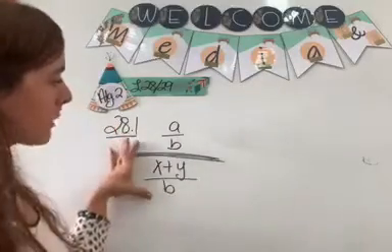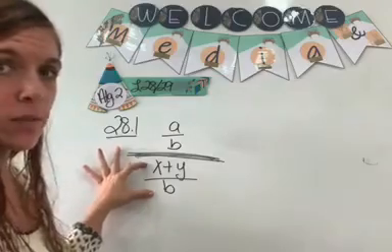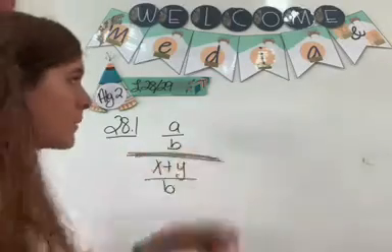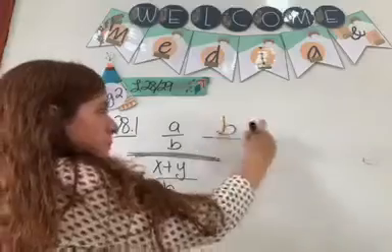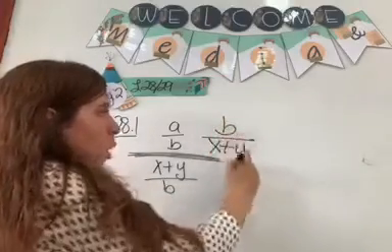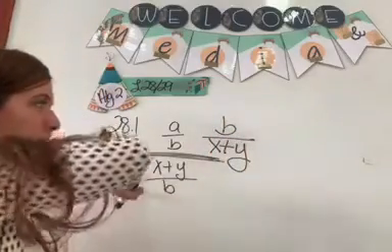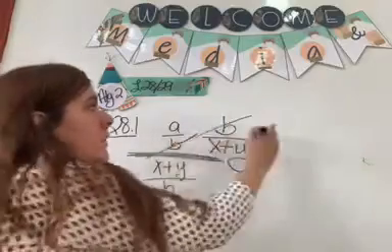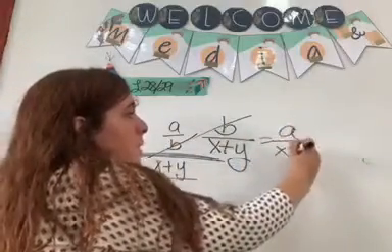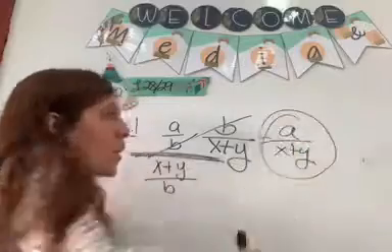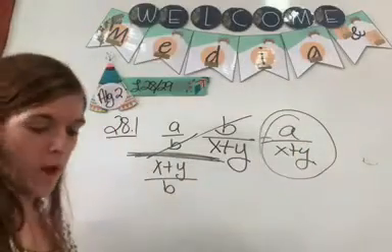Just whenever you see a problem like this, you're going to take this fraction down here, flip-flop it, and multiply it up here. So you're going to put b over x plus y. Flip-flop it. And then look, you get to cancel out, and your answer is super easy, simple, and fast. A over x plus y, okay?